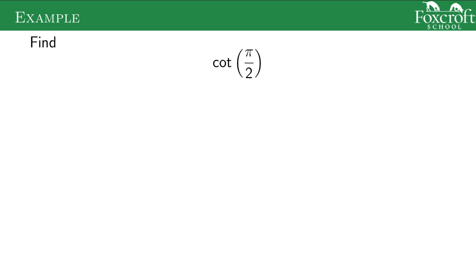All right, cotangent of pi over 2. Again, the definition I'm going to use is that cotangent is cosine of that angle over sine of that angle. Cosine of pi over 2 is 0. Sine of pi over 2 is 1. 0 divided by 1 is 0. All right, so the cotangent of pi over 2 is just 0.